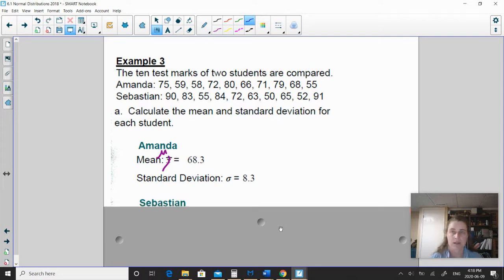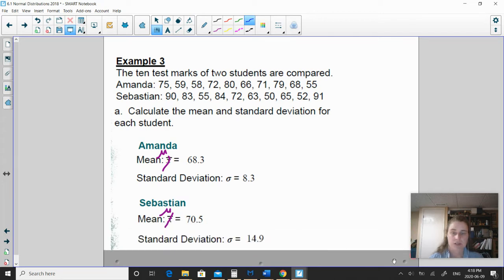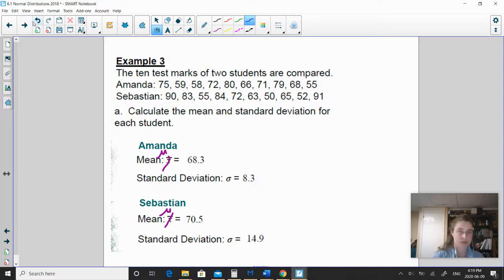So just recall, make sure you can enter it into your table, and then you use your standard deviation and mean in Desmos. For Sebastian, the mean was 70.5, and his standard deviation is 14.9. So if you compare the two, Amanda has a lower standard deviation than Sebastian, which means she's more consistent, right?